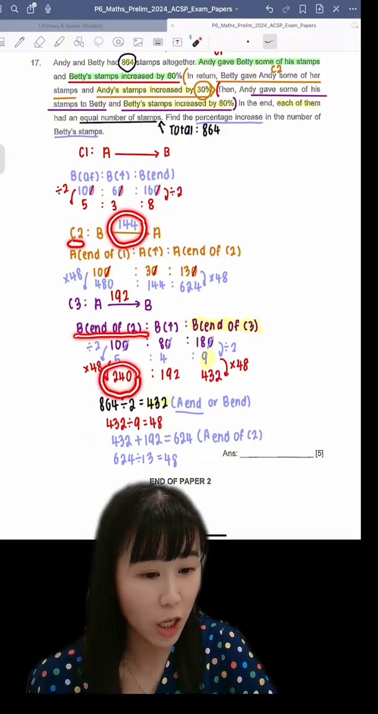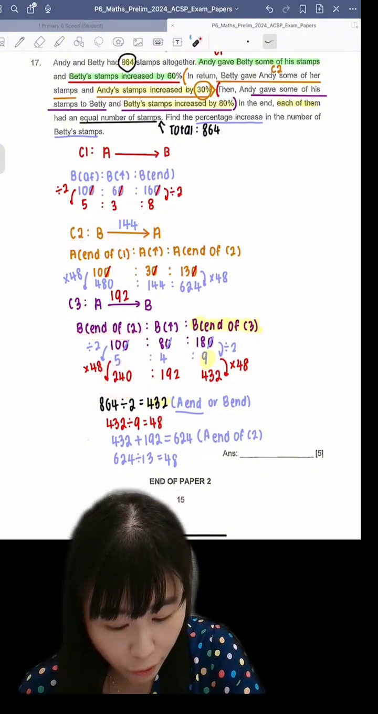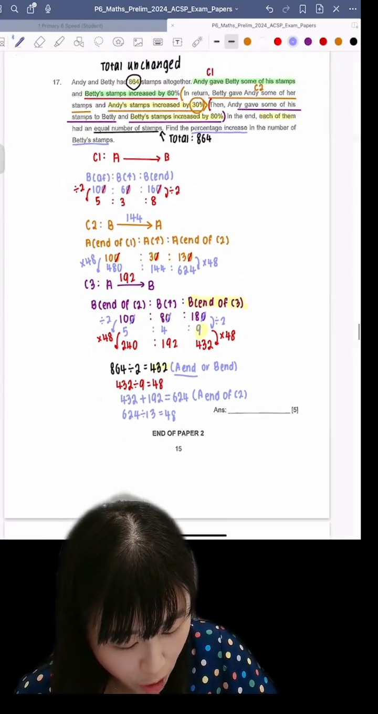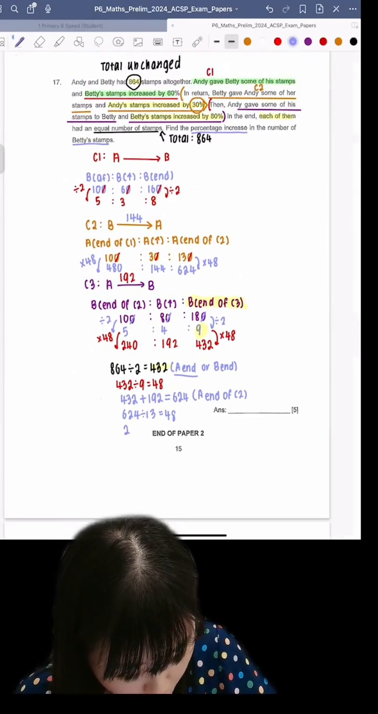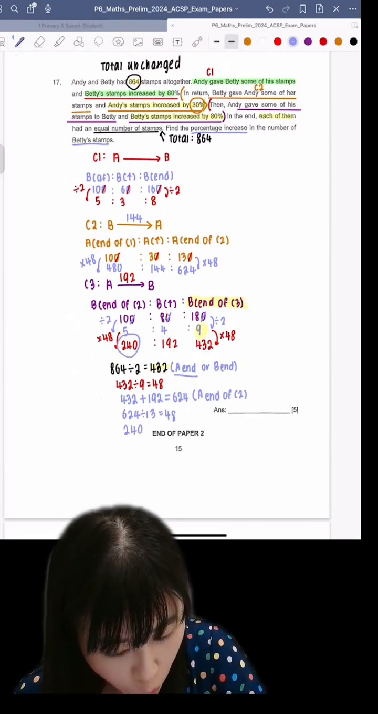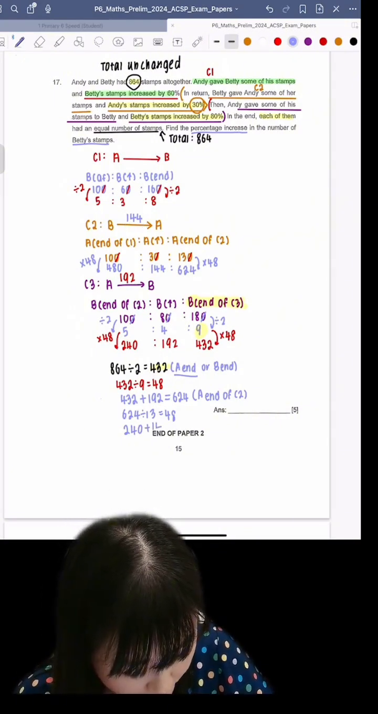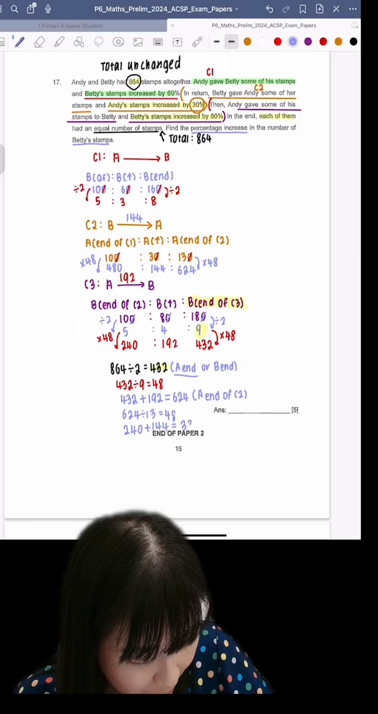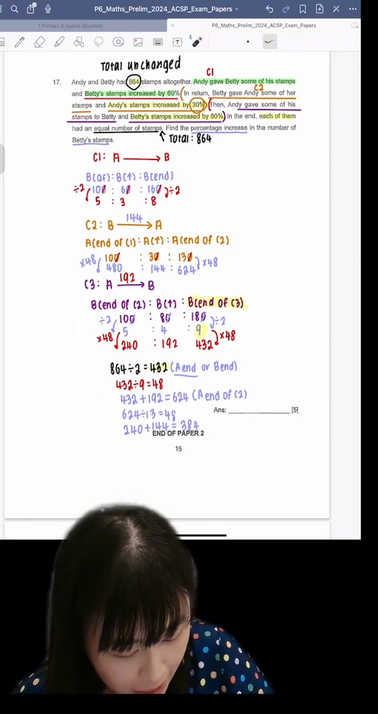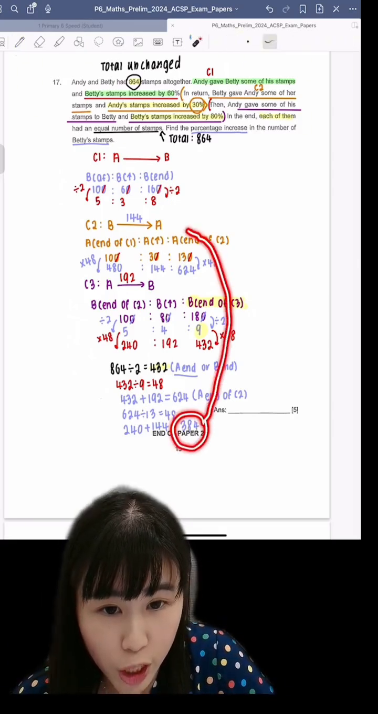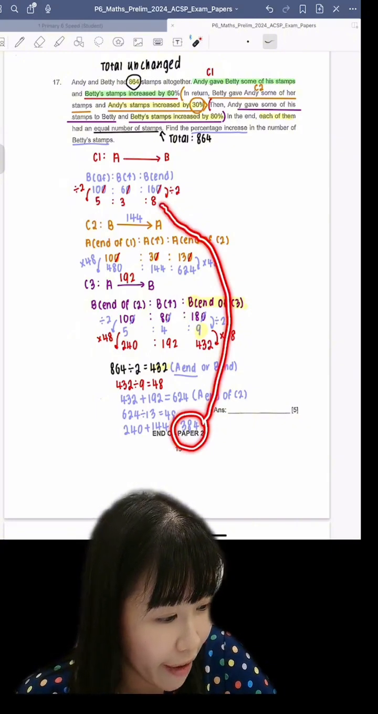Very good, Caitlin. Shikari said 240 plus 144. Yes, 240, which is the end of change 2, you plus whatever B gave to A. You add it back, plus 144. That is how much B is left with at the end of change 1 here. The 8 units right there.